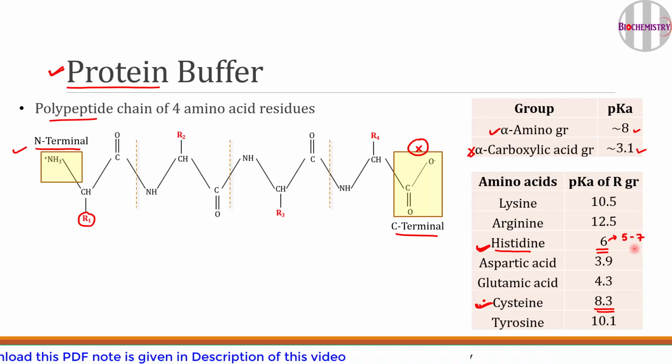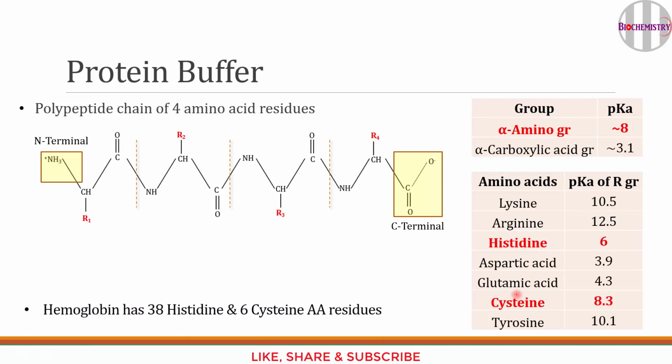But as we had seen in the case of bicarbonate, that their concentration is higher and they have a proper ratio, a similar concept can be applied to histidine. Generally, our proteins are rich in histidine, right? So here histidine becomes more important than cysteine for the maintenance of pH. If you talk about hemoglobin, it has a total of 38 histidine molecules and 6 cysteine amino acid residues, right? So hemoglobin, as it is very rich in histidine and cysteine, becomes one of the very important buffers in our blood. So that's all for today's lecture.